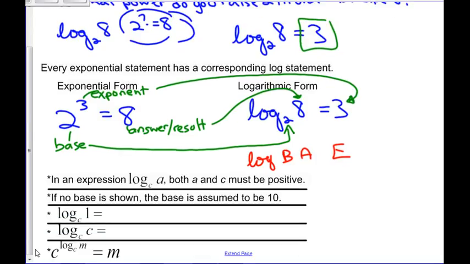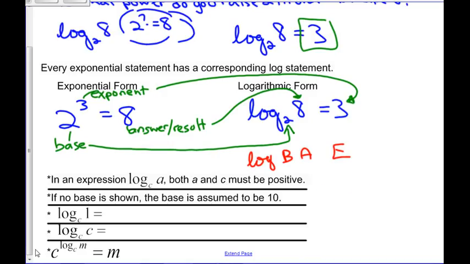Okay, let's look at a few other features. In a log expression with a base of c, if we're taking log base c of a, a and c need to be positive. a needs to be positive because you can never take a positive number, raise it to a power, and make it negative. And c needs to be positive because basically exponents are really poorly behaved if we have a negative base. If no base is shown, the base is assumed to be 10. So if we had just seen log of 8, there would be an assumed base there of 10.